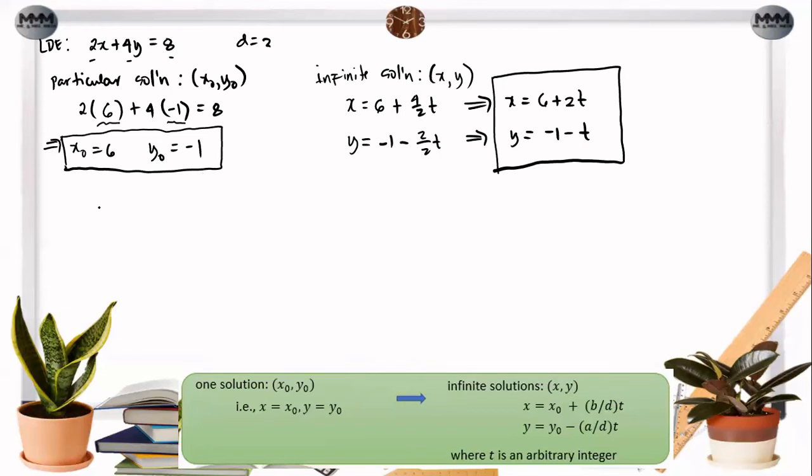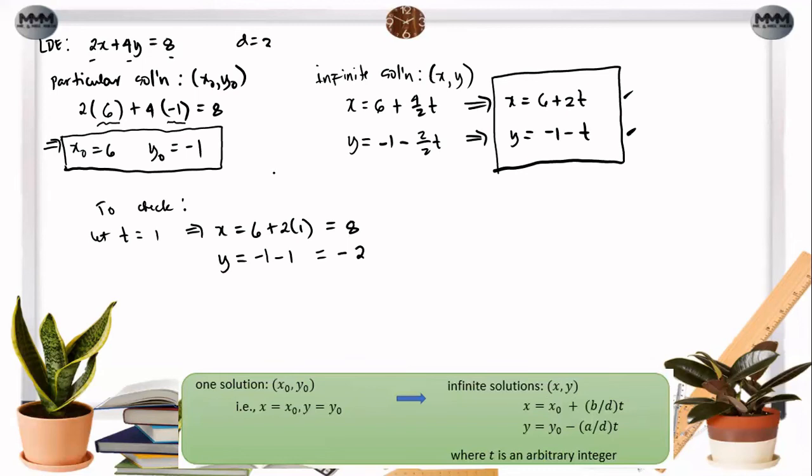Now to check our answer, let's try to check. We let t be any integer. Say, let's have t equal to 1. So x is equal to 6 plus 2 times 1, which is 8. Now our y is negative 1 minus t, t is 1, so that is negative 2. Follow?